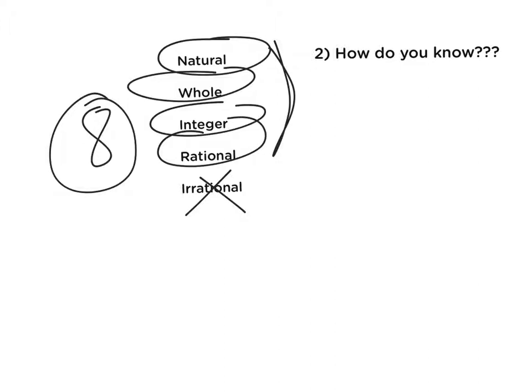And if it's natural, we know it has to be all the rest of these. So how do I know it's not irrational? Well, it can be written as a fraction. I can write it as 8 over 1 or as 16 over 2. So that's how I know for sure it's rational.